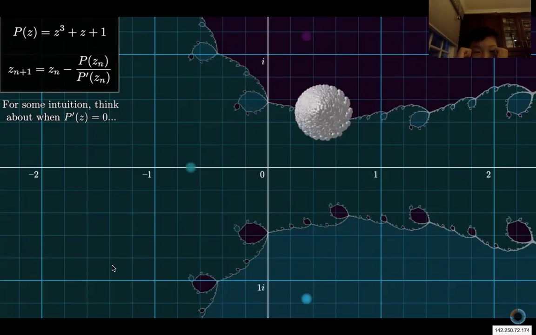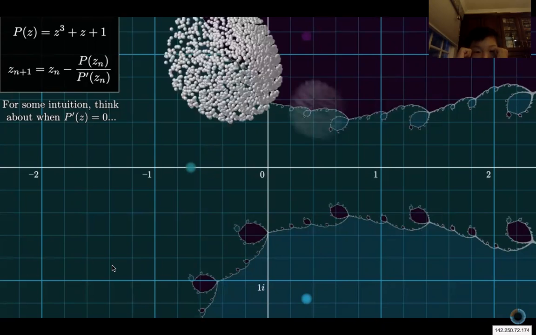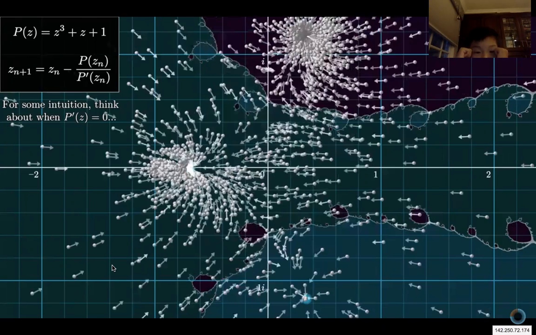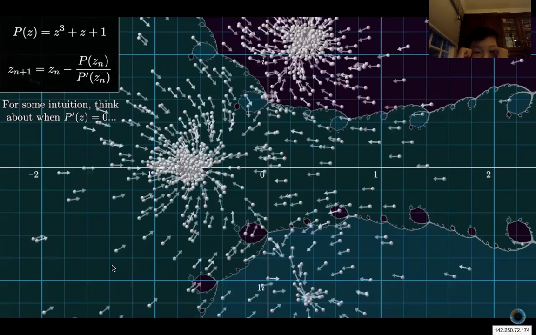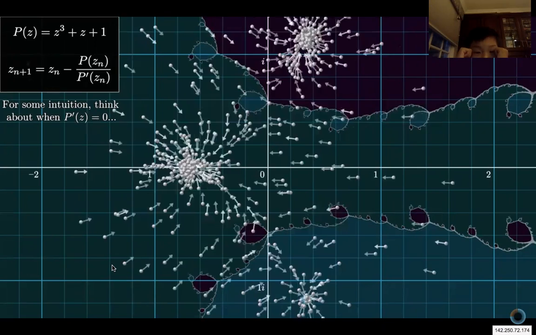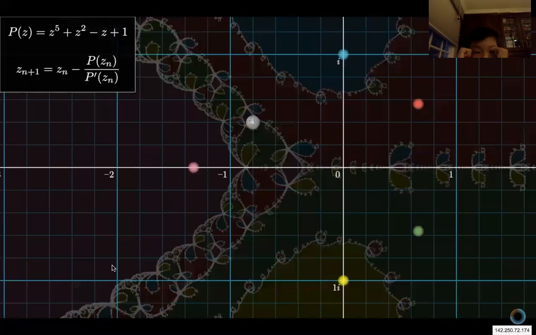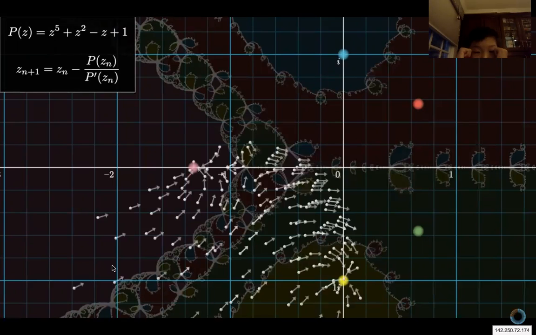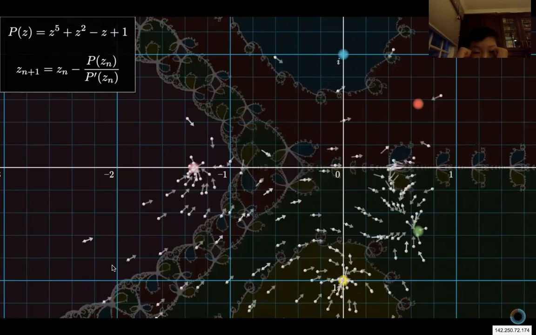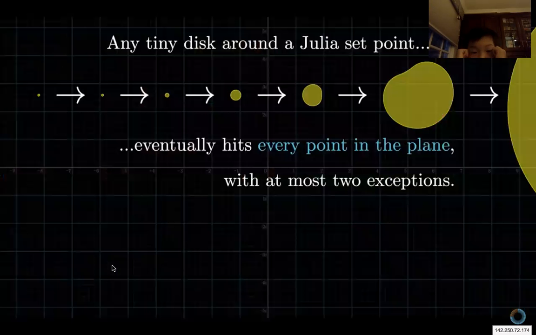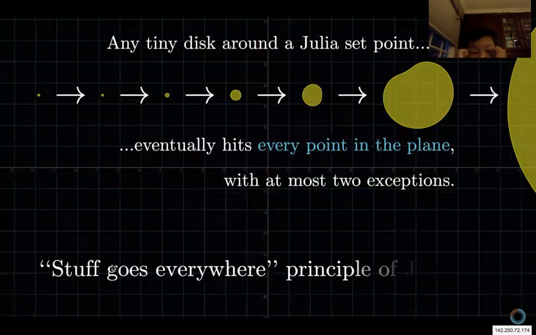What this means for our purposes is that if there's some attractive behavior of our map, something like an attracting fixed point or an attracting cycle, you can be guaranteed that the values from that tiny disk around the point on the Julia set, no matter how tiny it was, will eventually fall into that attracting behavior. If we have a case with three or more attracting behaviors, this gives us some explanation for why the Julia set is not smooth, why it has to be complicated. Even still, this might not be entirely satisfying because it kicks the can one more step down the road, raising the question of why this stuff-goes-everywhere principle is true in the first place.